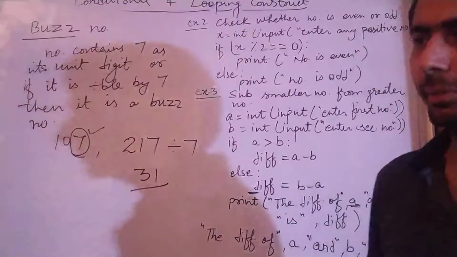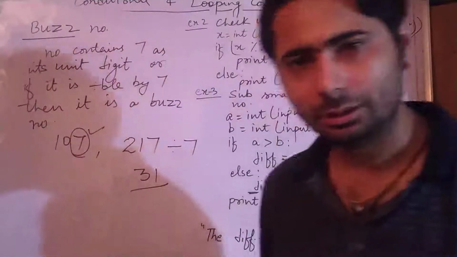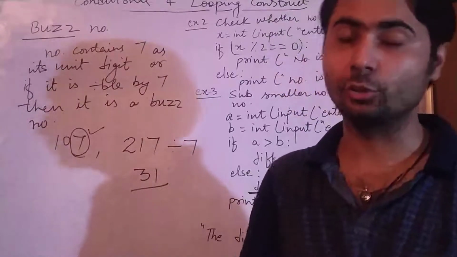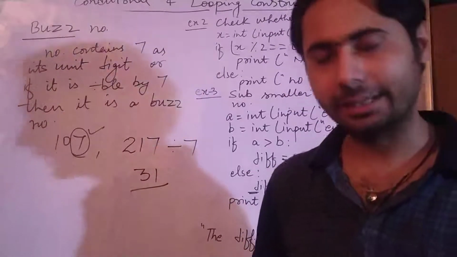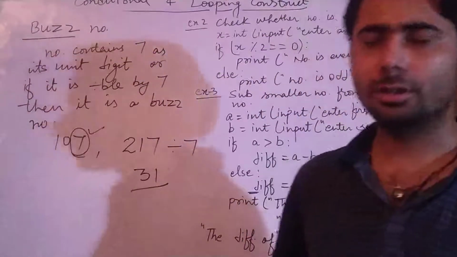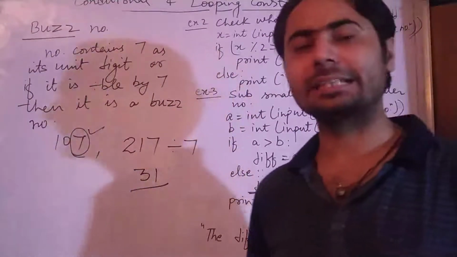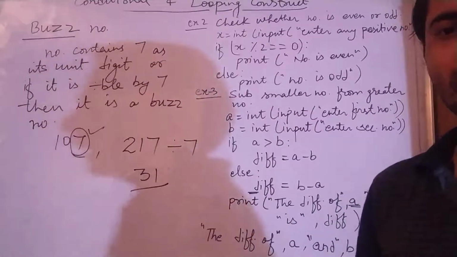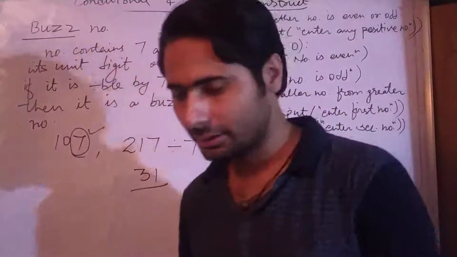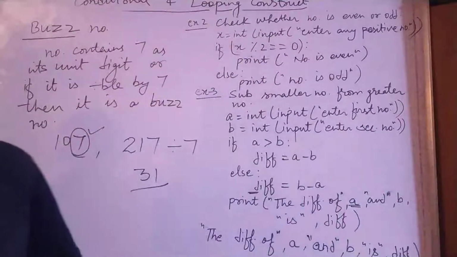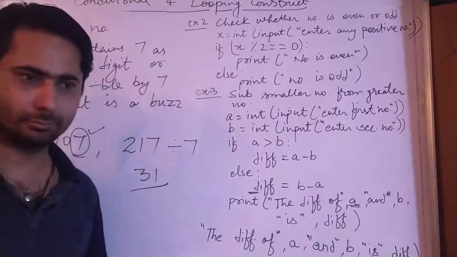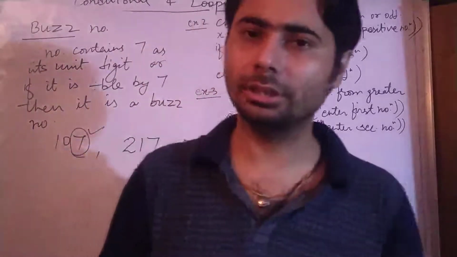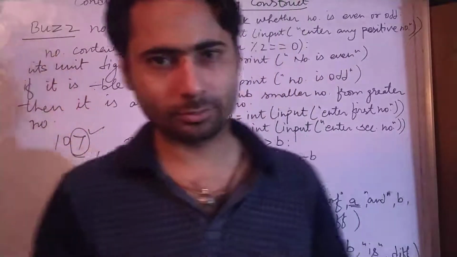So the concept is, if a number contains 7 as its unit place digit, then it becomes a buzz number. Or if it is divisible by 7, then it is also a buzz number. Okay, so try to make a program that fulfills this condition and produces the desired output.